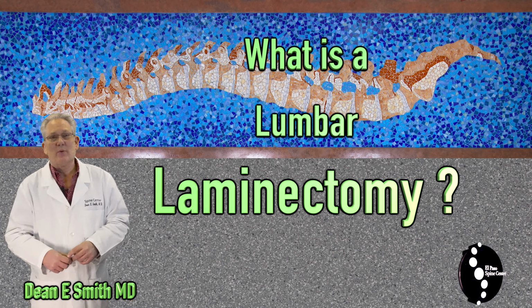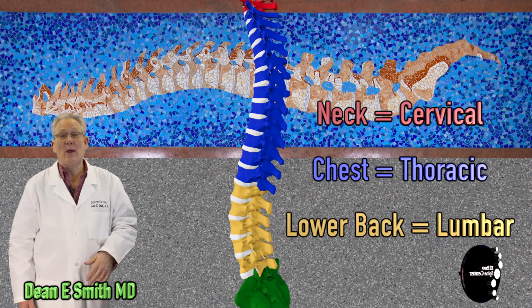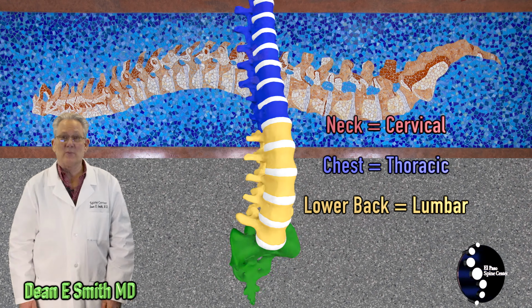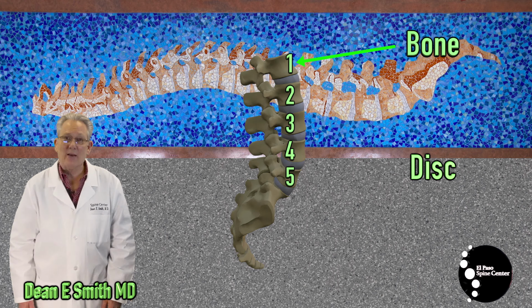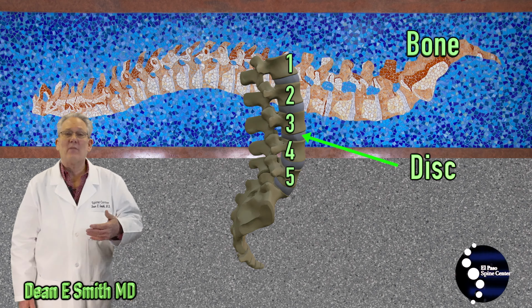You have the neck, which is called the cervical spine. You have the chest, which is called the thoracic spine, and you have the lower back, which is called the lumbar spine. The lumbar spine is composed of 5 vertebral bodies. In the back, you have the spinous processes, which are interconnected to the spinous processes above and below by small joints. In the front, the vertebral bodies look like boxes when they're viewed from the side, and each of the vertebral bodies is separated from the body above and below it by a small cushion or disc.